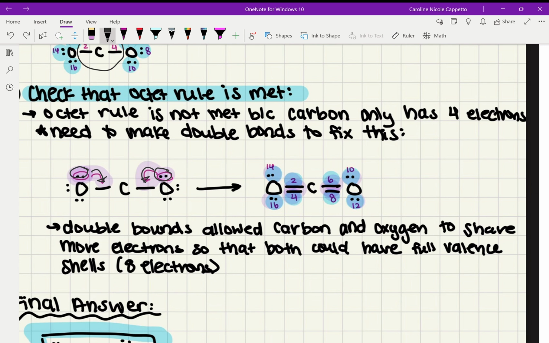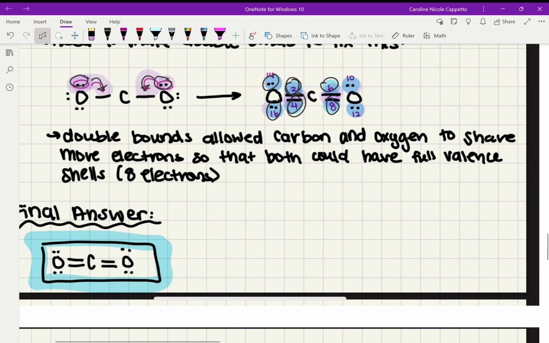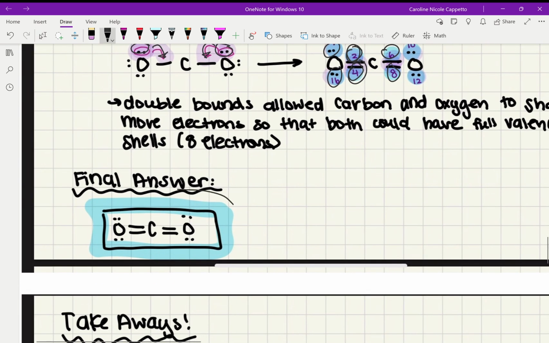And now you can see that this fixes the problem because both the oxygens still have 8: 2, 4, 6, 8, and now the carbon has also 2, 4, 6, 8. So not only are the oxygens happy, but the carbon is also happy because they are fully stable with the 8 valence electrons. And so the final answer is this.